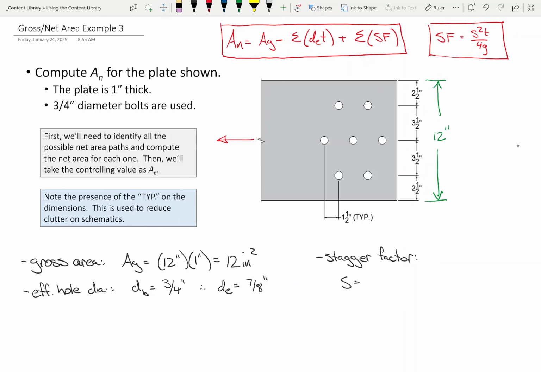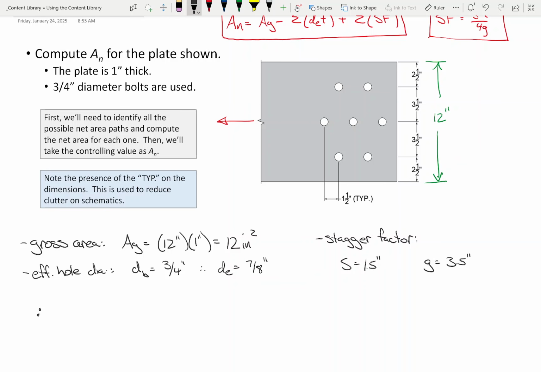All right, let's move that over. So somebody help me out. If we're looking at a representative diagonal path, what is S? 1.5 inches. Why is it not 3.5 inches? S is parallel to the load. There you go. So this is 1.5 inches. This is 3.5 inches. Does that make sense? Everybody okay with that?